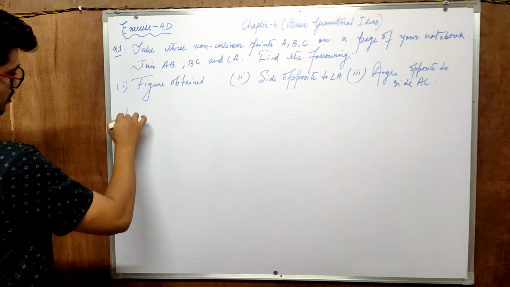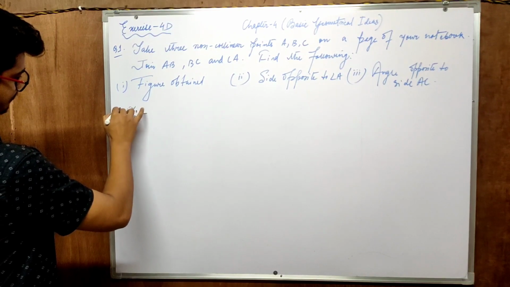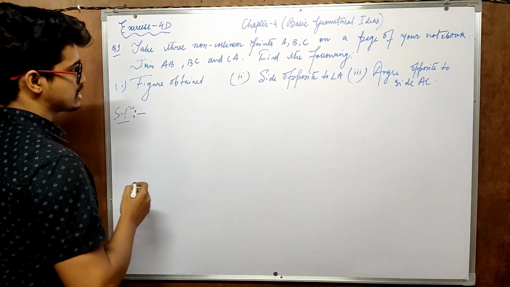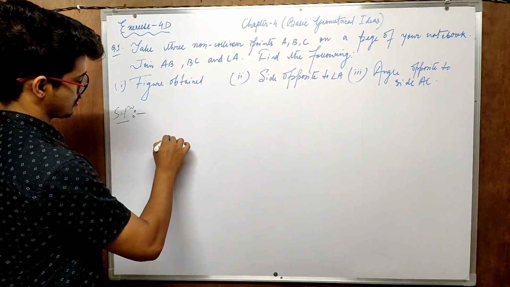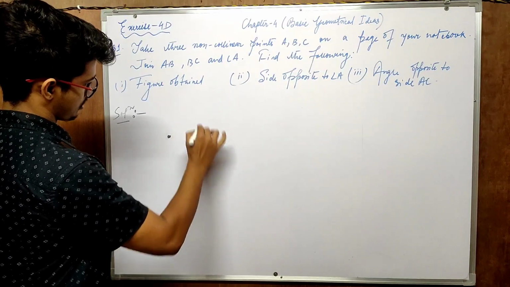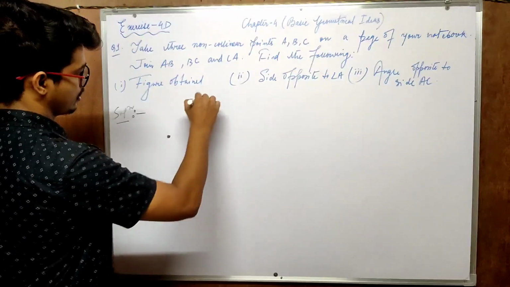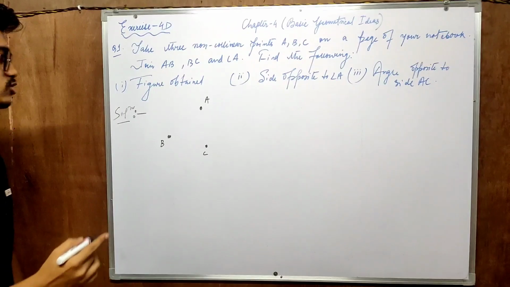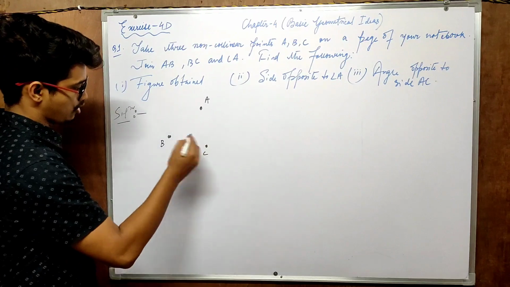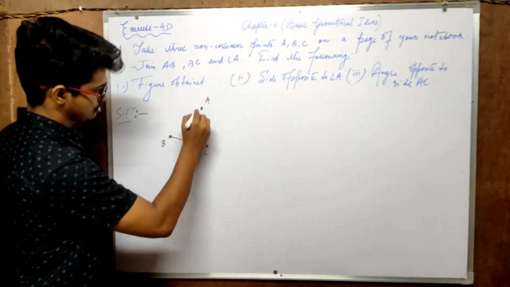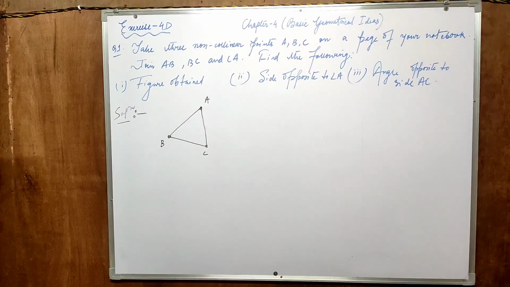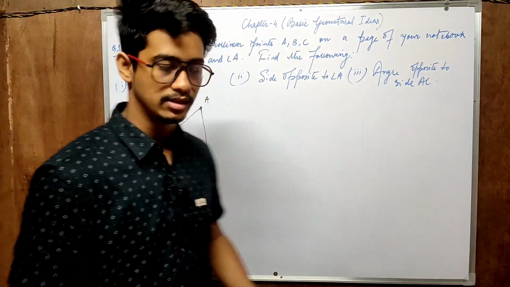The first question is the figure so obtained. Let's start. Solution. Now we have to make three points which are non-collinear. Let's say this point and this point. Mark them A, B, C. Now the figure obtained, so we have to join the points. After joining the points, what is the figure that is forming? That is nothing but called a triangle.